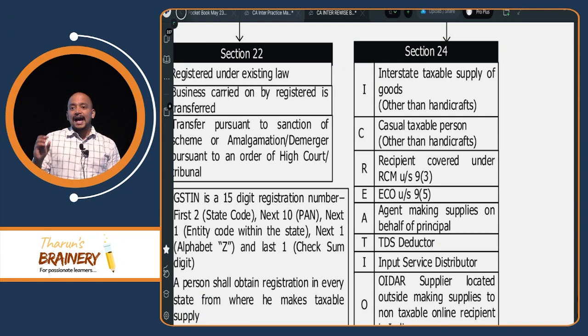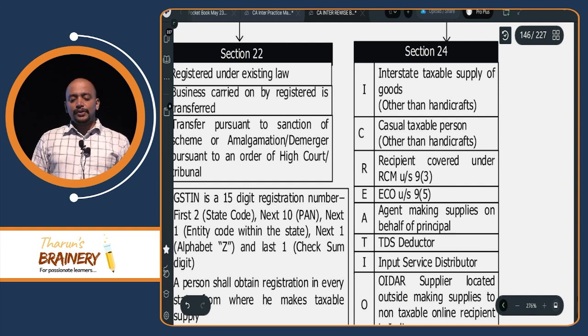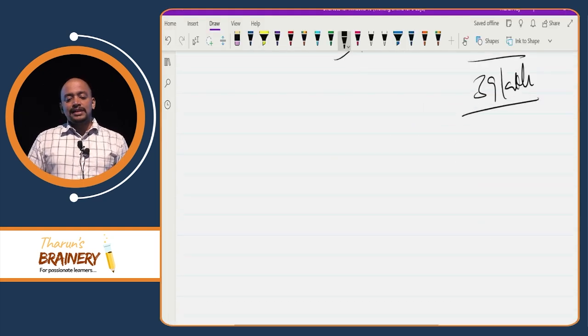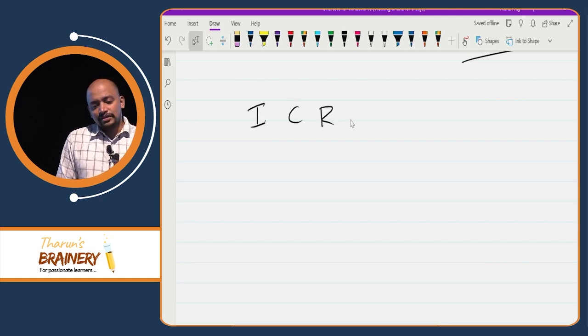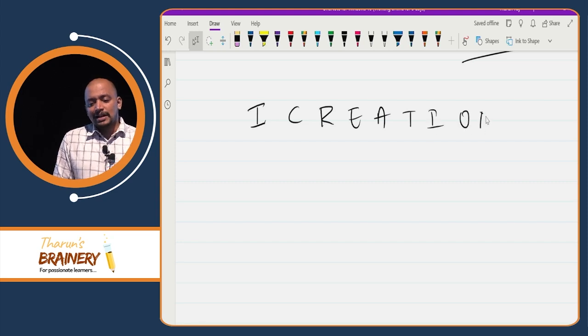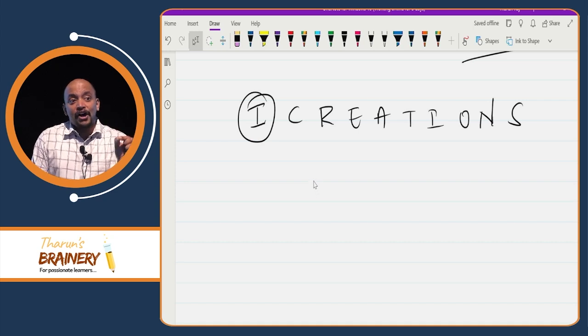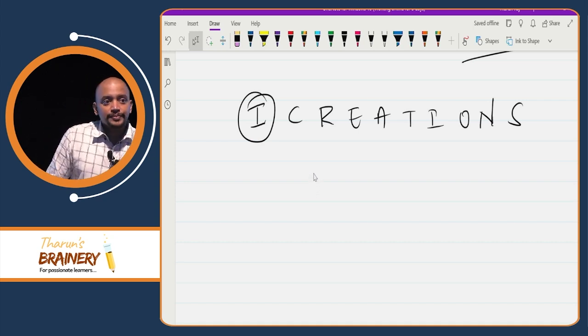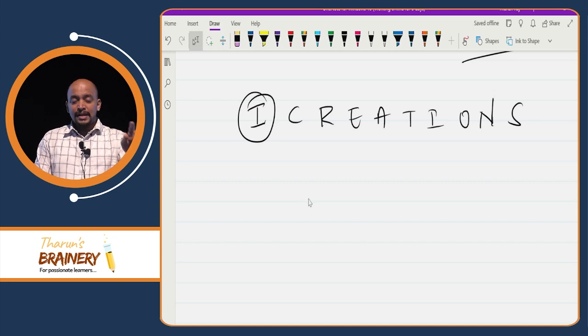Remember a keyword, I creations. So, this I creations, they are not required to register or they should compulsorily register. They should compulsorily register. So, what is this? I, first one, interstate supply of goods. That too what goods? Taxable goods. If I am making interstate supply of exempted goods, am I compulsorily required to register? No. Interstate supply of taxable goods.